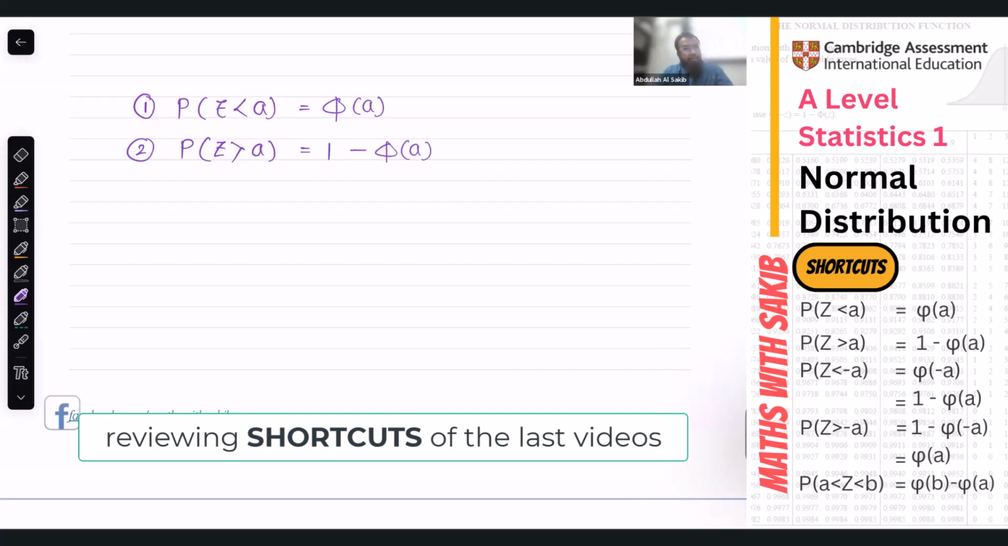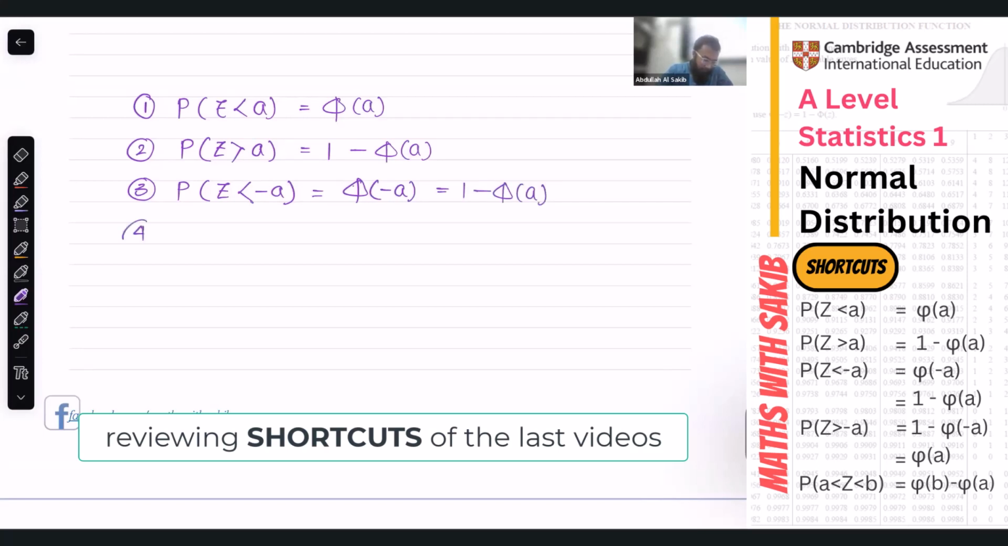Clear? The third one, probability of Z is less than minus A. So we can write phi. If there is a less than, that means phi. Phi of minus A. And phi minus A means 1 minus phi A.